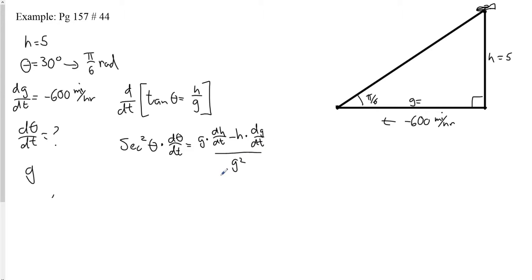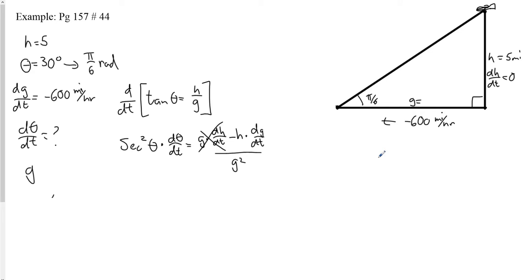Before I do that, first thing: since this plane is traveling at 5 miles at a constant height, not going up and down, the good news is that dh over dt is going to be 0, because if the height isn't changing, then the rate of height won't be changing either. That'll cancel out this portion because I have a 0 there. That's great. But I have h, I got 5, I got dg over dt, that's negative 600, that's great, but I still need g.